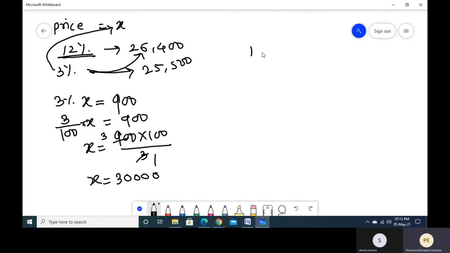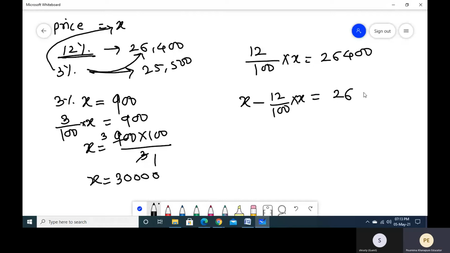You are saying 12 upon 100 of x is equal to 26,400, right? But this is a reduced one. Originally it was x, from that a 12% discount has been given, then we are getting it for 26,400. This is not exactly 12%. We are subtracting 12% from the original cost, then the cost comes to be 26,400.